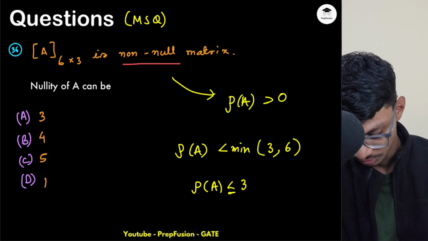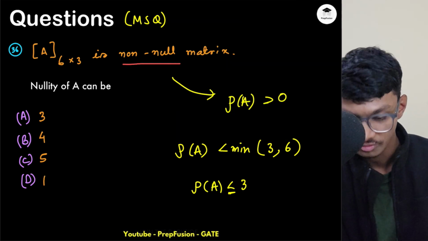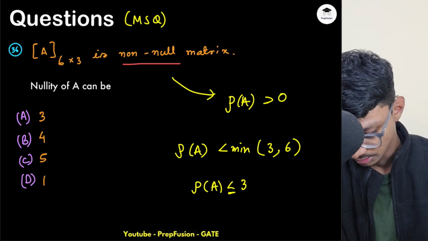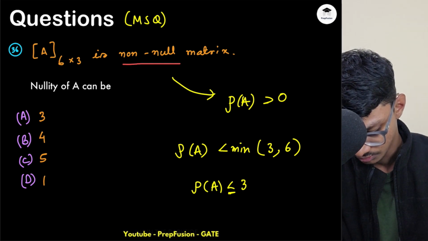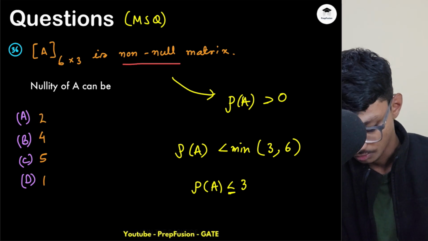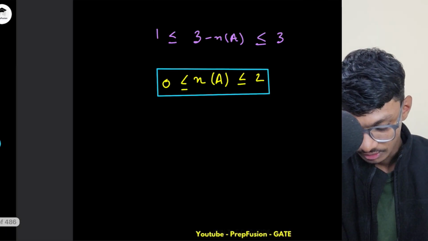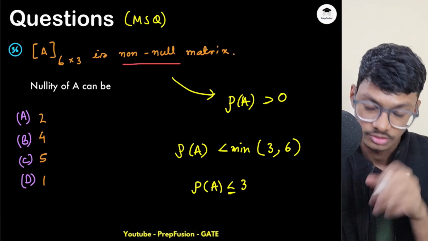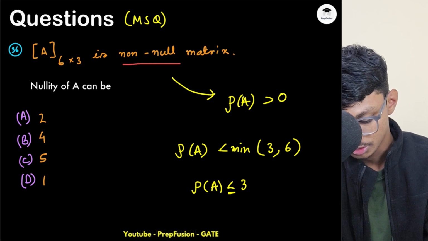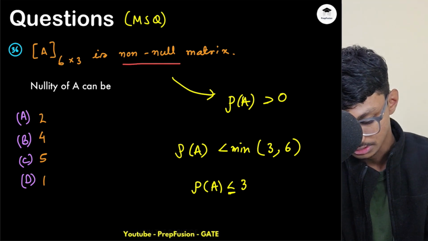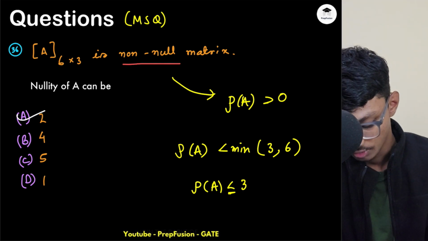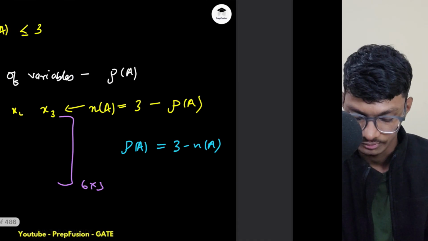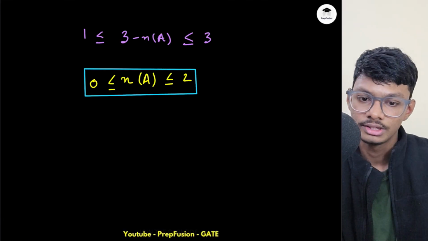I forgot about the option framing, so maybe I should have framed it according to the rank. Yeah, let me make this 2. I'm sorry. According to the options, it can be between 0 and 2, so 0 also, 2 also. So 2 is in the options, so 2 will be our answer, and 1 will be our answer. These two are lying within the range. Okay, so this is how you solve a nullity question.